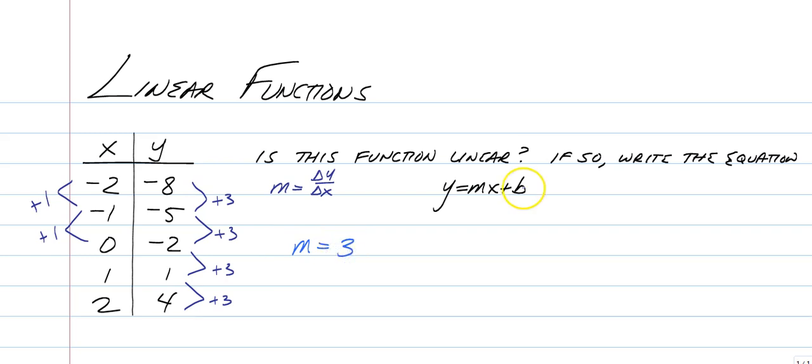Now remember, your b value is your y-intercept, which we already know means x is equal to 0. So if we have x is equal to 0, our b value is (0, -2), which means our b is just a negative 2. So our equation would just be y = 3x - 2.